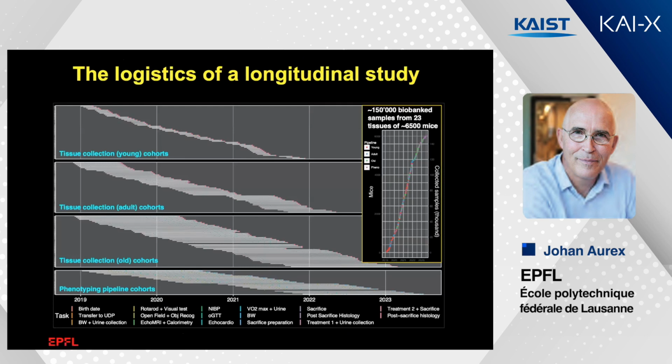This is an overview of the study. We're currently here. The tissue collection pipeline in young and in adults is finished. The old tissue collection is coming down towards the end of the year, and we have a few animals in the phenotyping pipeline which still continue to be here. And you see that we have about 150,000 biobank samples from 6,500 mice.